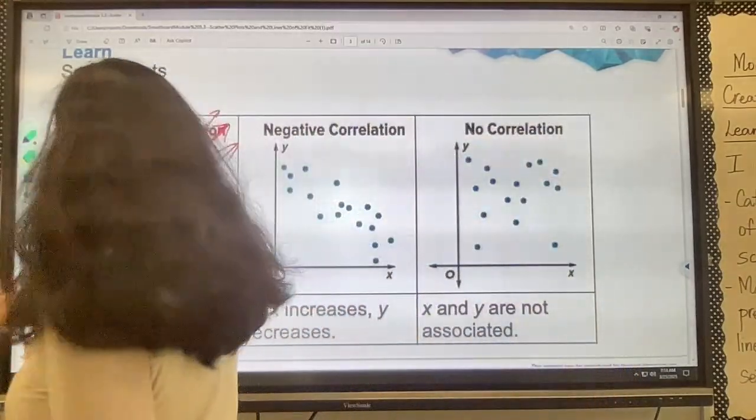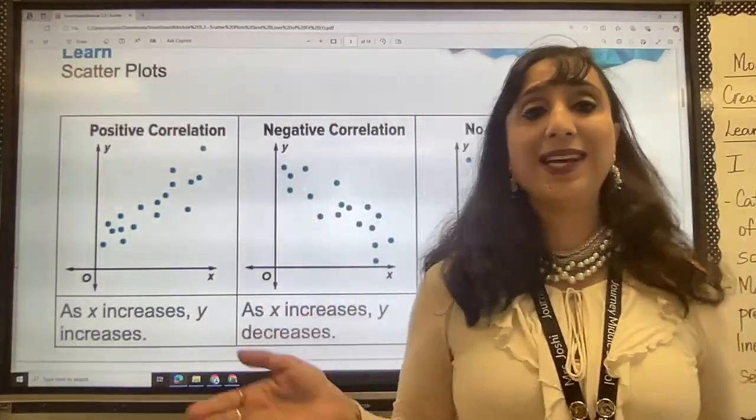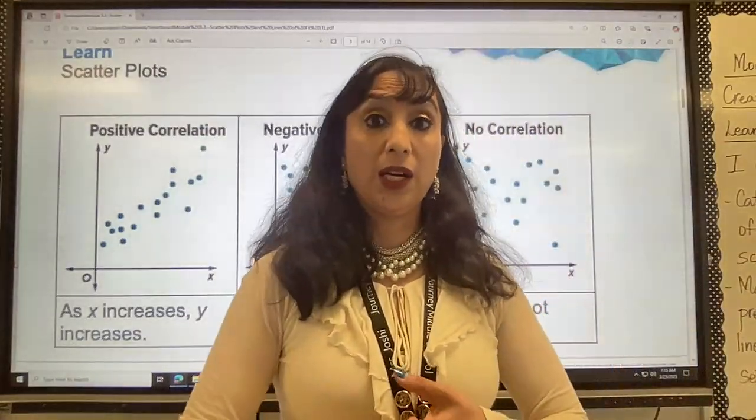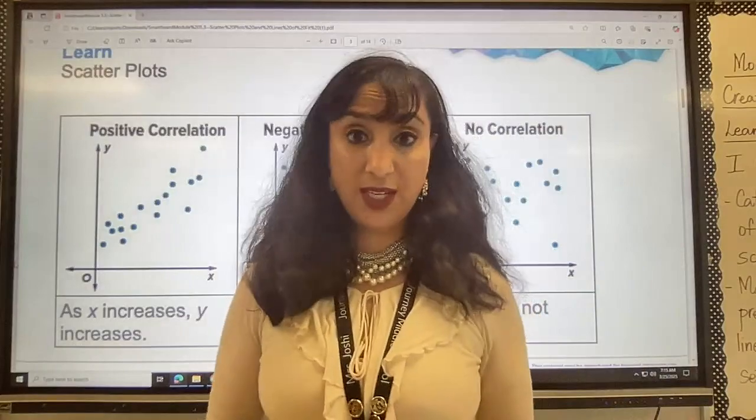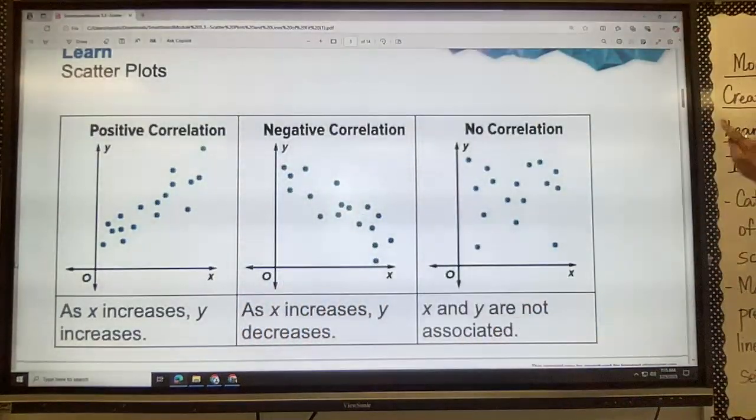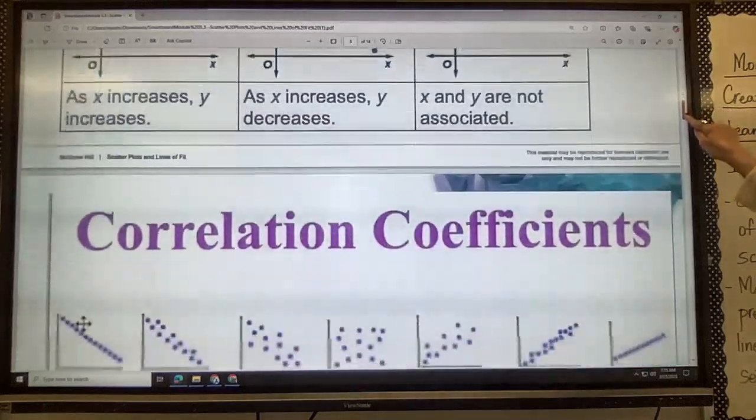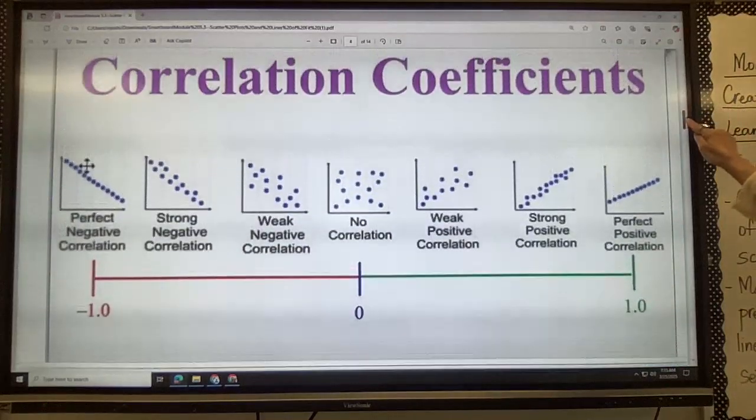Okay, so now having seen this, let's quickly talk about the correlation coefficient. Okay, so I'm going to show you a picture. So let's look at this one, correlation coefficients.